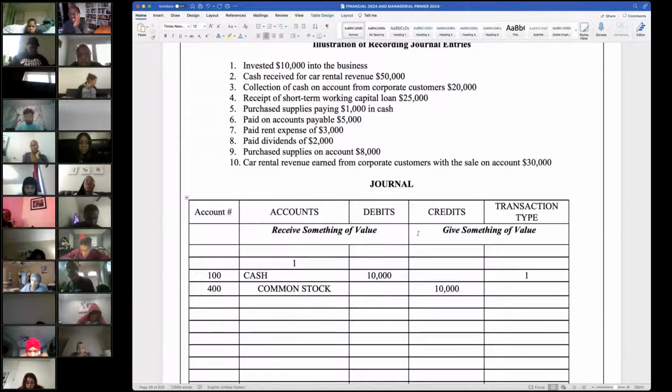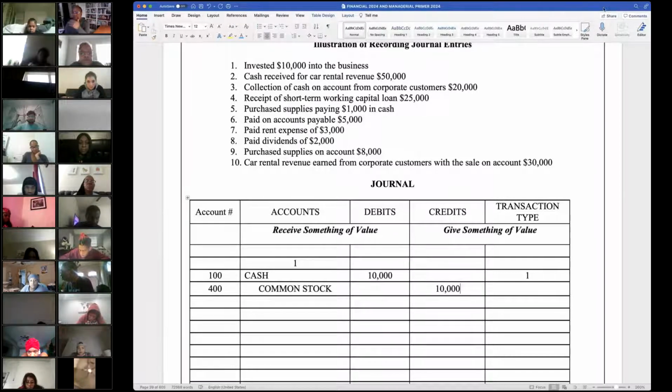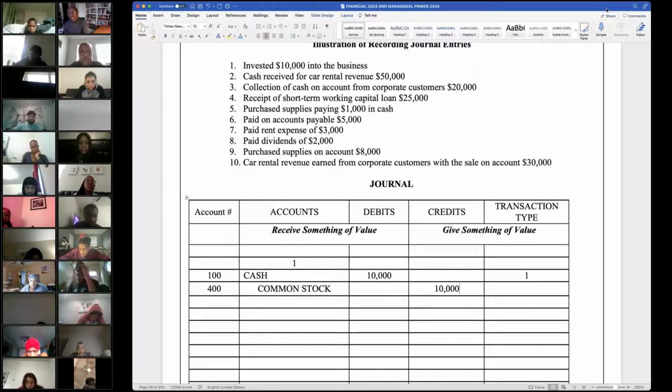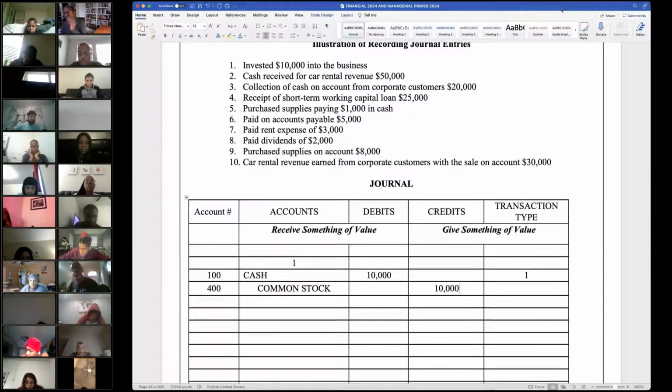Are there any questions? Can everybody make that entry? If you could make that one journal entry, you're ahead of some of my accounting two students now. Okay. Is there any question on that journal entry?